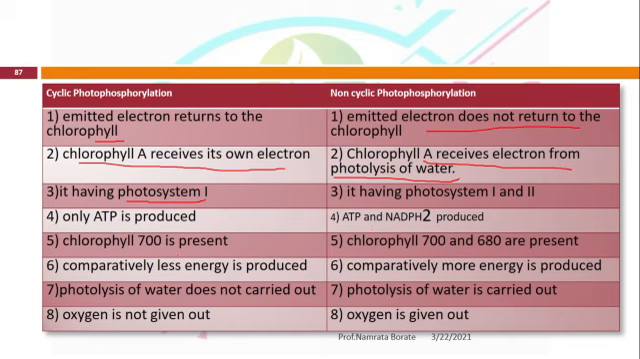The chlorophyll A reaction center is 700, but here there is involvement of 2 photosystems, so the reaction centers are 700 and 680. Comparatively less energy is produced, and comparatively more energy is produced here. The photolysis of water does not take place, but here the photolysis of water takes place. Oxygen is not evolved, but here there is an evolution of oxygen.